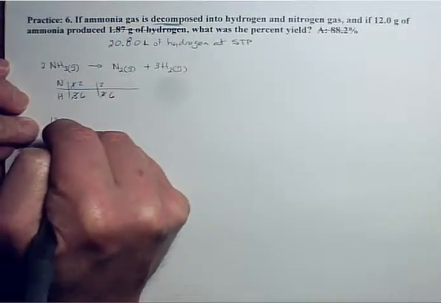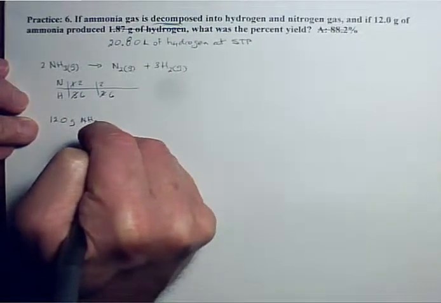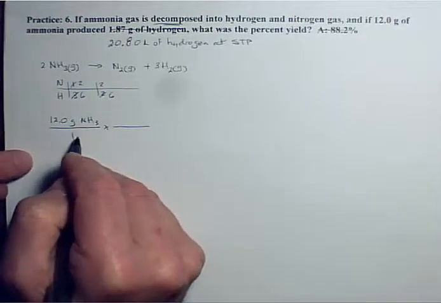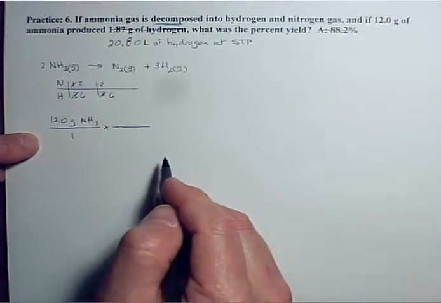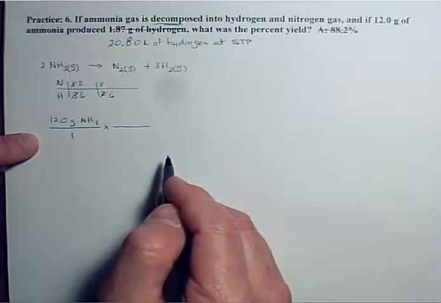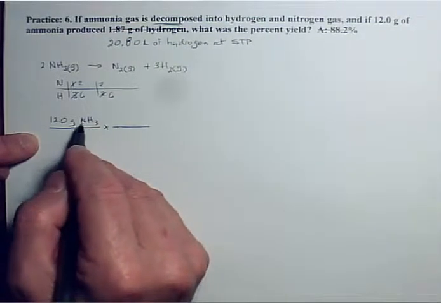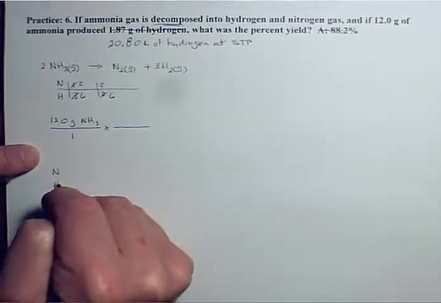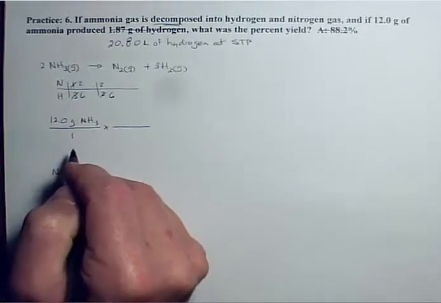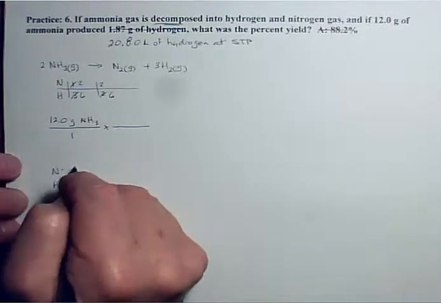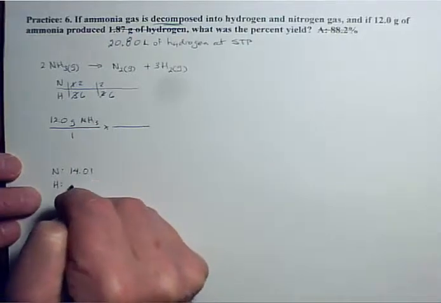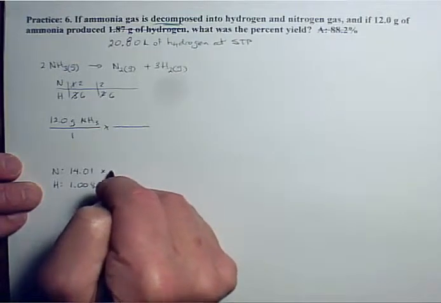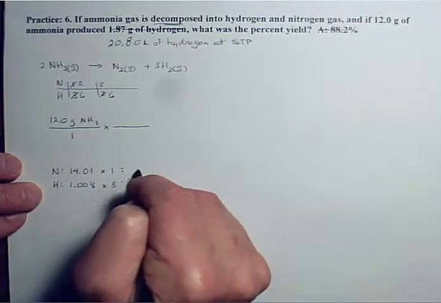So let's see, we've got 12.0 grams of ammonia. I'm going to put that over 1. We need to convert that into moles, so we're going to have to do a molar mass calculation to find out how many moles there are in this substance. How much mass there is actually in 1 mole of this substance. So we've got nitrogen and hydrogen. Nitrogen's atomic mass is 14.01. Hydrogen's 1.008. We've got 1 nitrogen and 3 hydrogens.